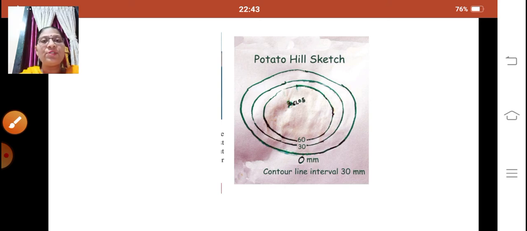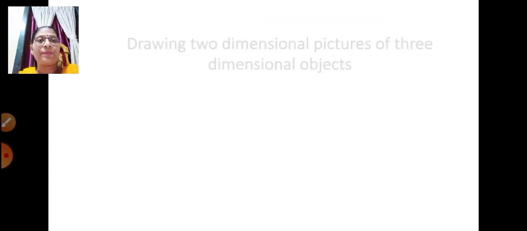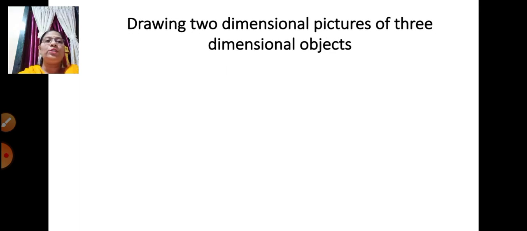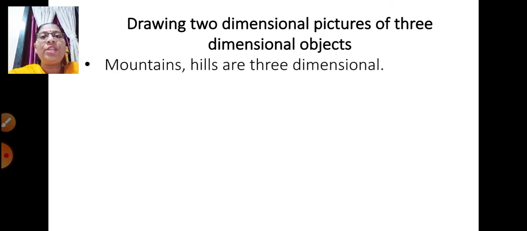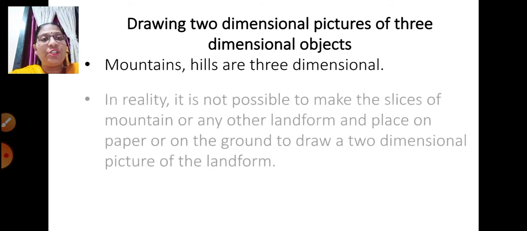Now why was this needed to be drawn? Contour line interval. Here this word is given, contour. Now what does it mean? Let's see. Drawing two-dimensional pictures of three-dimensional objects. Now we are talking about the potato hill, so we will take that example only. For example, mountains and hills are three-dimensional figures. They have three dimensions.